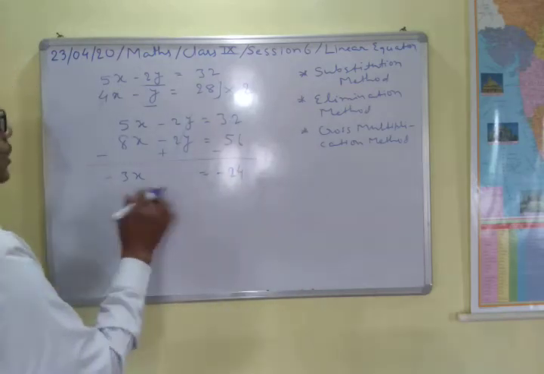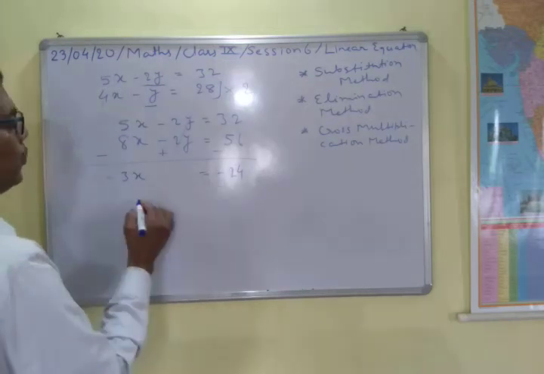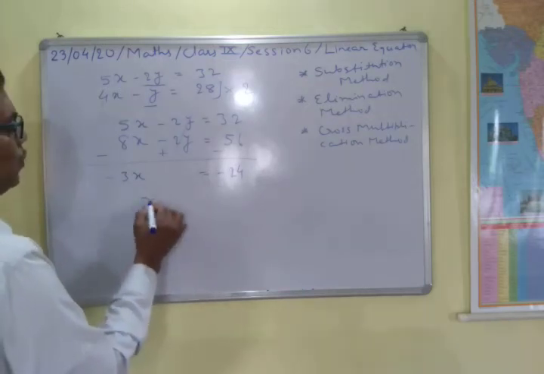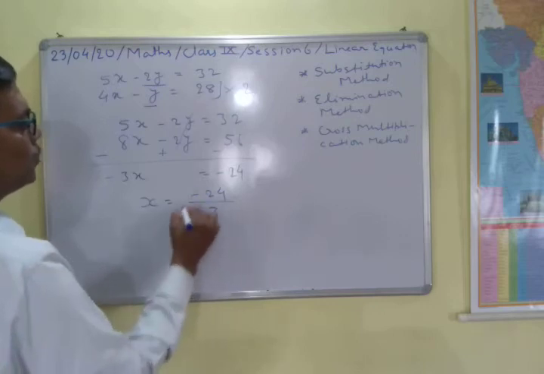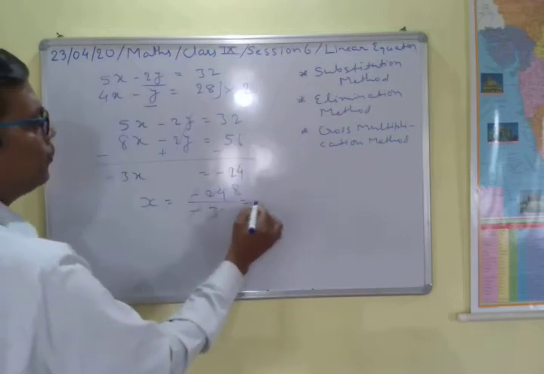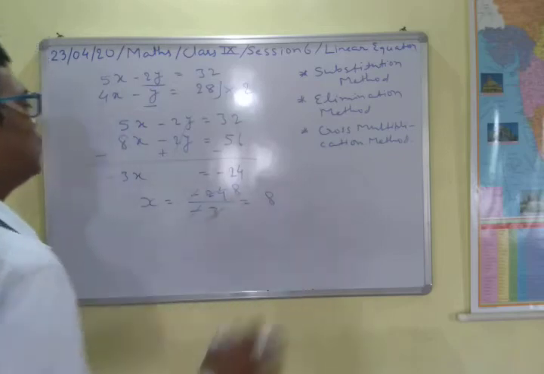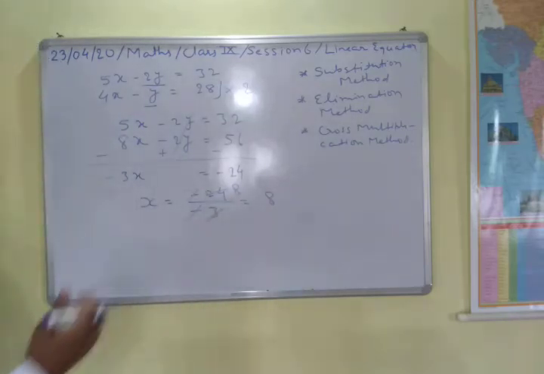Now we can find x, that is, minus 3x equal to minus 24. Then x equal to minus 24 by minus 3. So this will cancel, and then 3 eights are 24. So the value of x is 8.